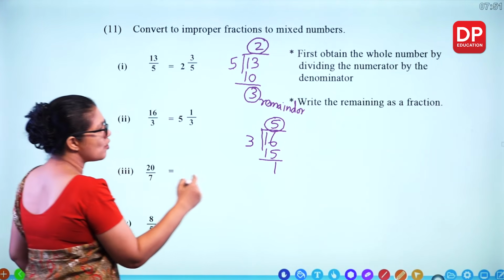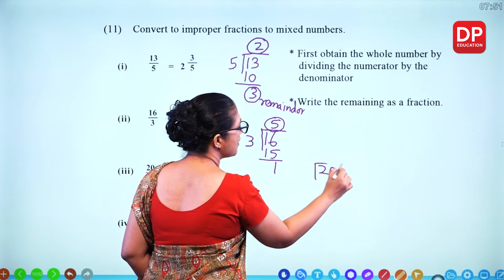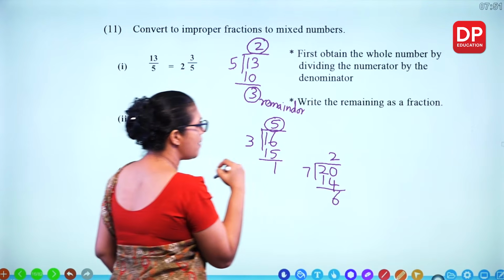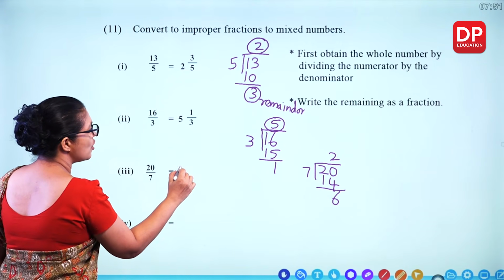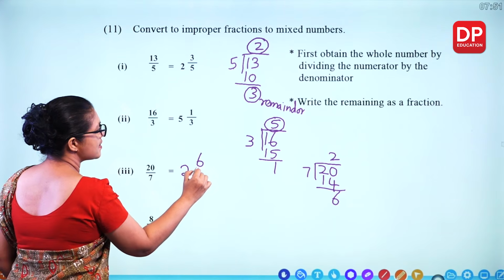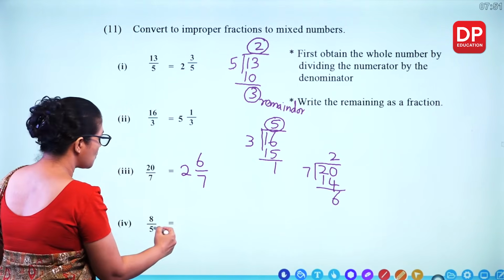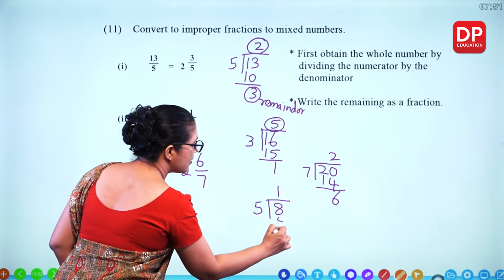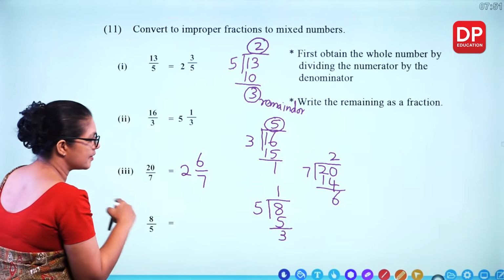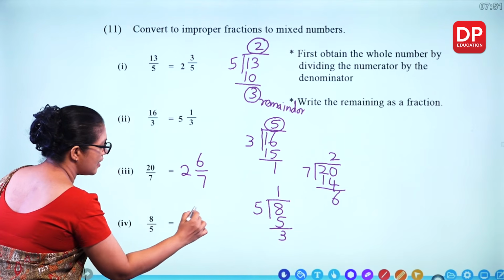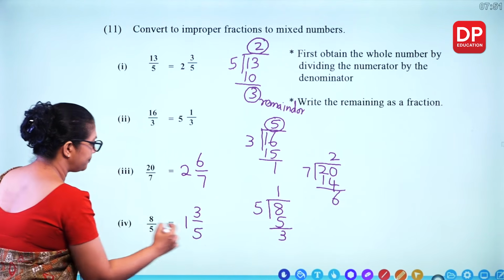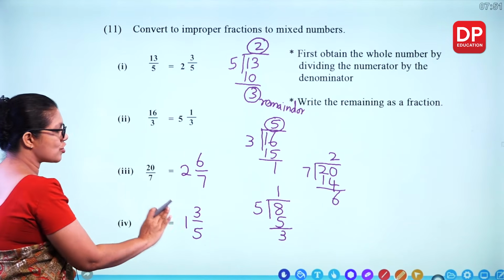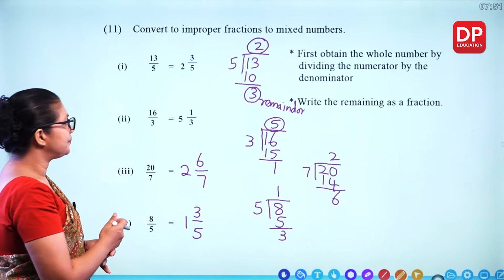Now, do this one. 20 over 7. 20 divided by 7. Long division. 7 times 2, 14. 6 remaining. How can you write down this one? 2 is the whole number. 6 over 7. This one, 8 over 5. 5 times 1. 3 remaining. So 1 and 3 over 5. So that's how you convert any improper fraction to a mixed number.